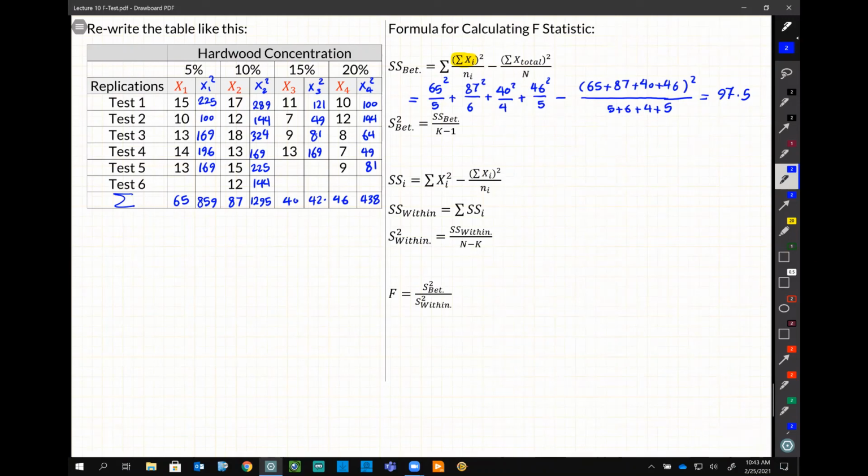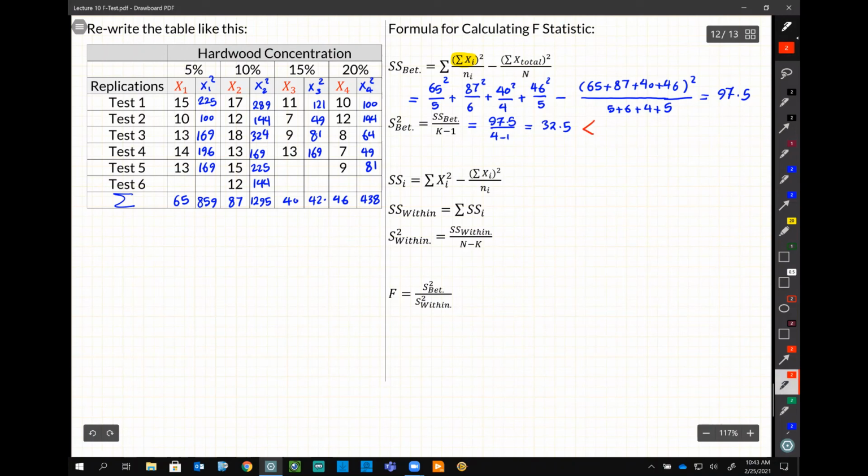Having this number, I can easily find the variance between groups. Divided by, we have 4 groups, minus 1, so it gives me 32.5. This is our first number, the variance between groups. That's the numerator, okay?